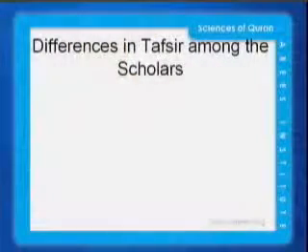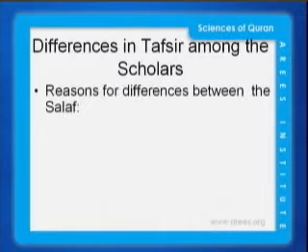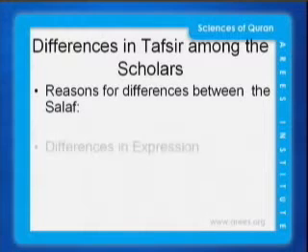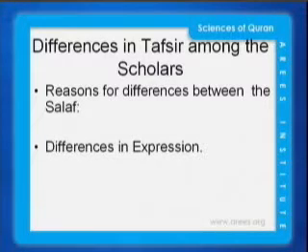Now we will move to the other differences amongst the scholars. What are the reasons for their differences? And remember again, their differences are differences of variation, not differences of contradiction. We have, number one, differences in expression. They express something with specific words. Others express the same thing with other words. So this is the first type.